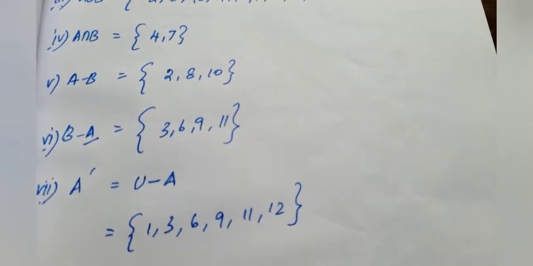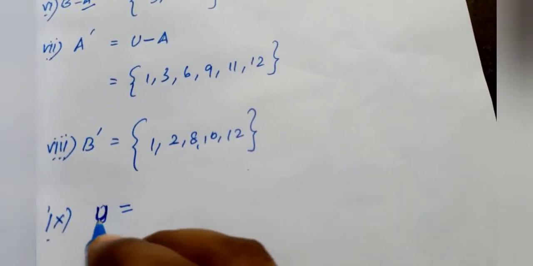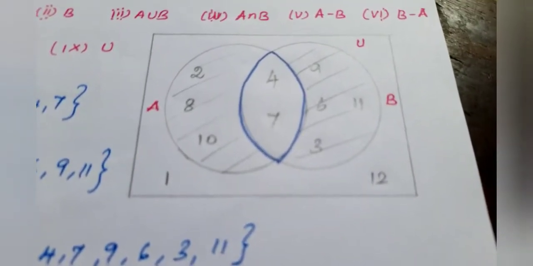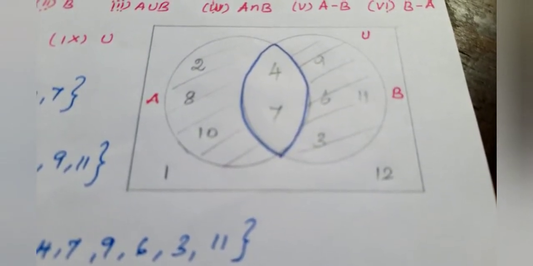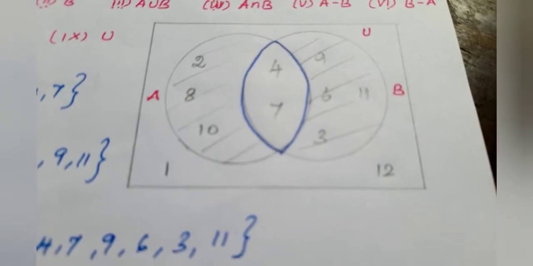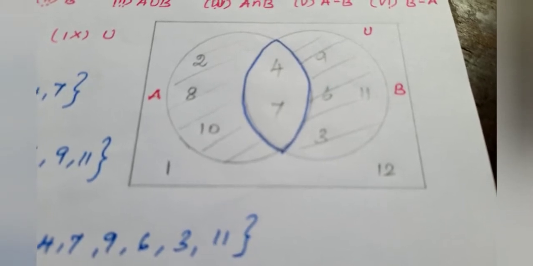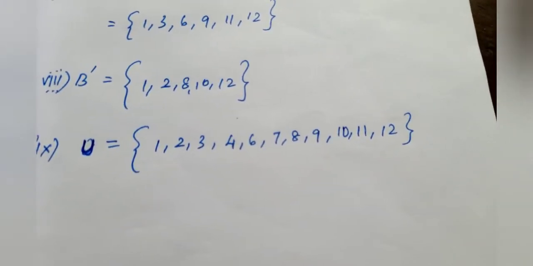Then the next question is the universal set. What is the universal set? Here you have to write all the elements belonging to this rectangle. What are the elements? 1, 2, 3, 4, 6, 7, 8, 9, 10, 11, 12. All these elements are called the universal set.